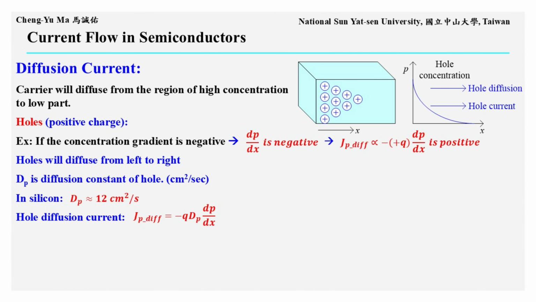Finally, we can obtain the formula for hole diffusion current. It is negative Q multiplied by the diffusion constant multiplied by the gradient of p with respect to x. If the concentration gradient is negative, the hole diffusion current is positive, as shown in the diagram.